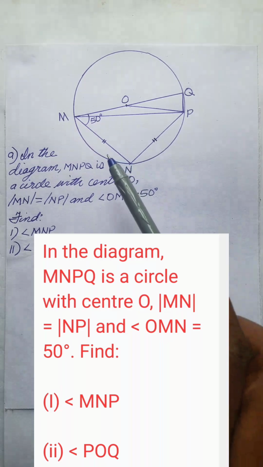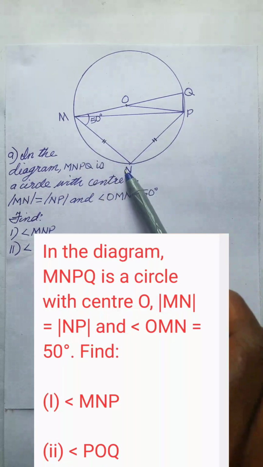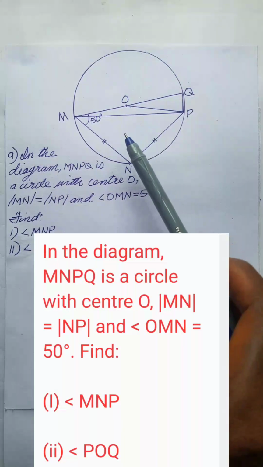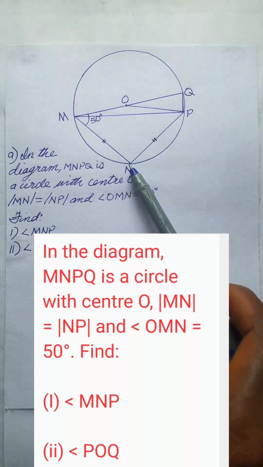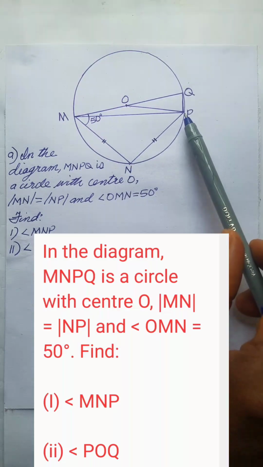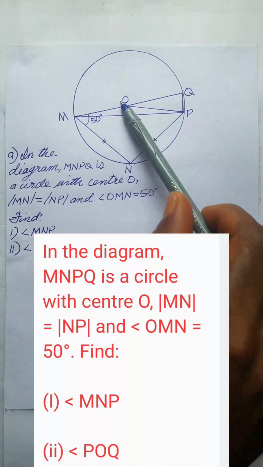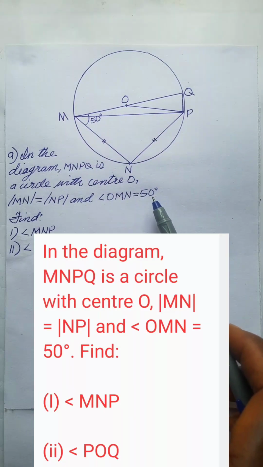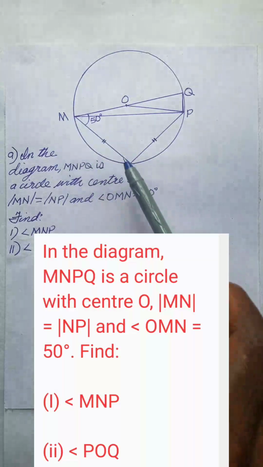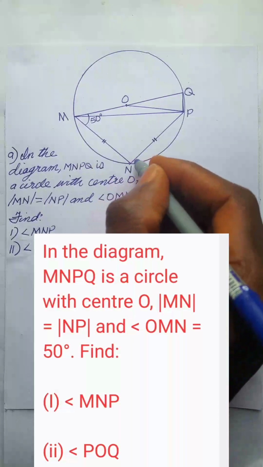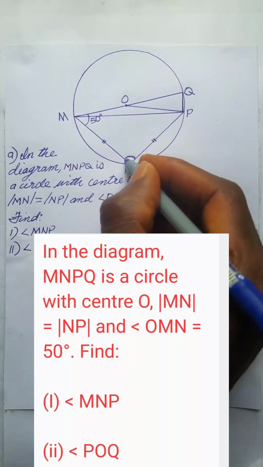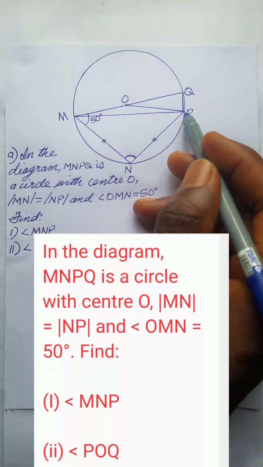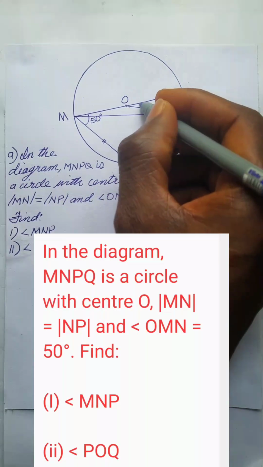In the diagram, MNPQ is a circle with center O. Line MN is equal to line NP, and angle OMN is equal to 50 degrees. Find angle MNP, that's this angle, and angle POQ, that is this angle.